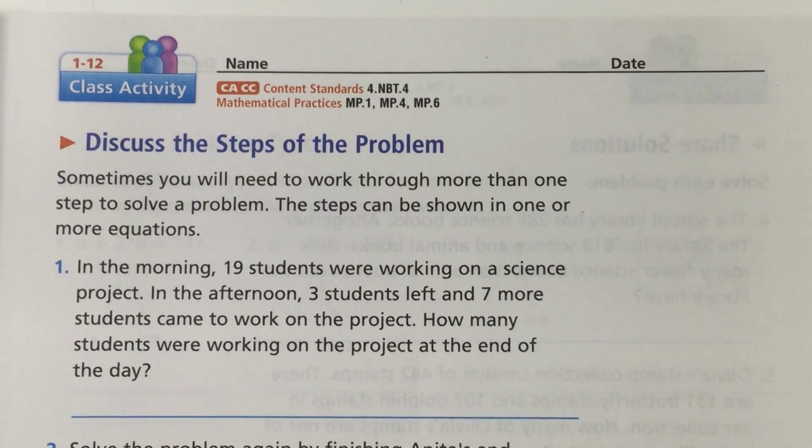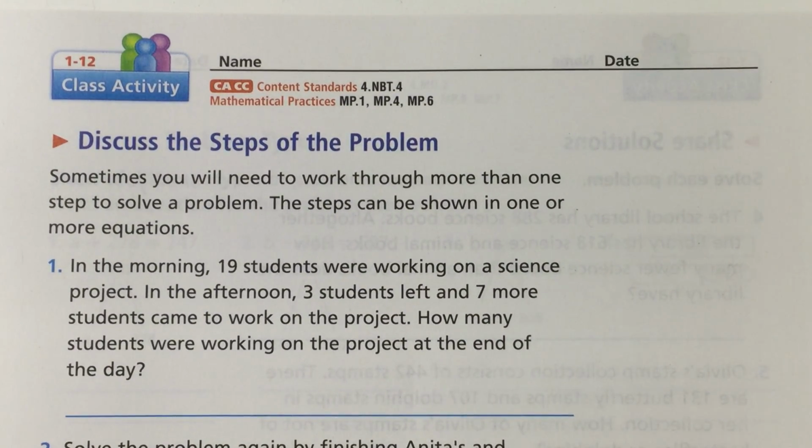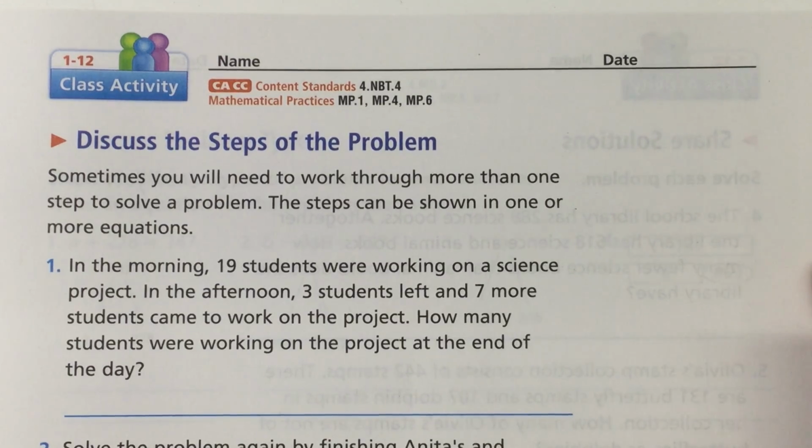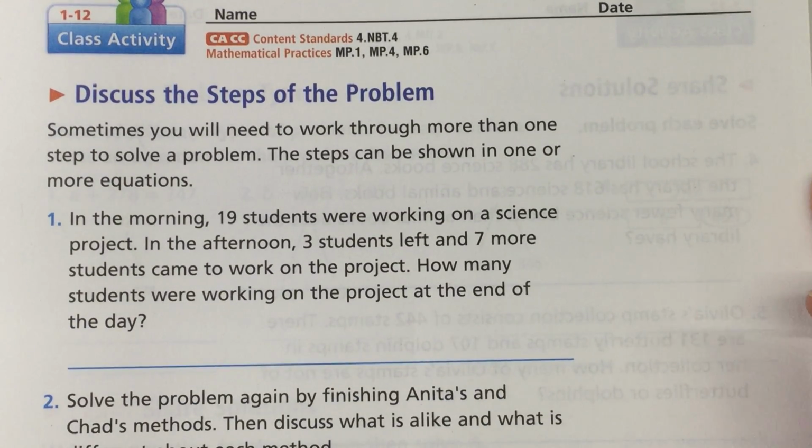We're going to move on to lesson 12 of unit 1. So it says sometimes you will need to work through more than one step to solve a problem. The steps can be shown in one or more equations. So we're going to be talking a lot this year about strategies on how to solve word problems. And in small groups, we're going to be working on this very specifically. What this lesson is doing is talking about how do you set up an equation to show what's going on. So let's check this one out.